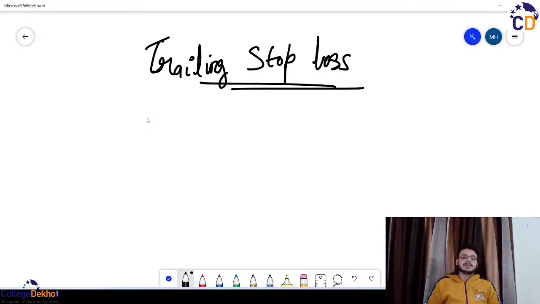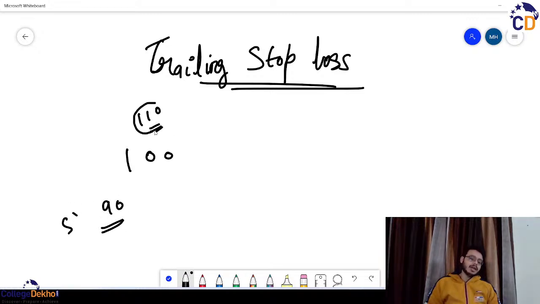ठीक है, कैसे? मान लो if I purchase the share at 100 rupees and I had set the stop loss at 90. Now the share price rose to 110. ठीक है, ये 10% बढ़ गया. So what would be the 10% of 90? 90 का 10% is 9. Then 90 भी 10% से बढ़ जाएगा. So the new stop loss would be 99.